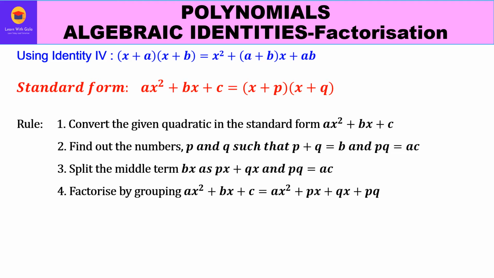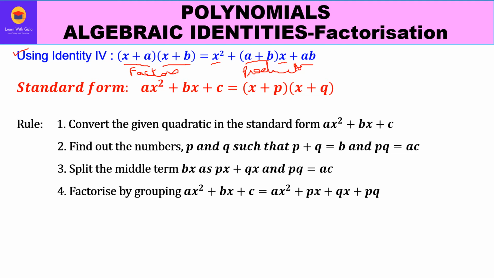Now let us come to identity 4. According to identity 4, if our factors are (x plus a) into (x plus b), the product is x square plus (a plus b) into x plus ab, right? This is the identity. Over here, these are the factors, and this is the product which we get after multiplying, right? This is actually the identity.